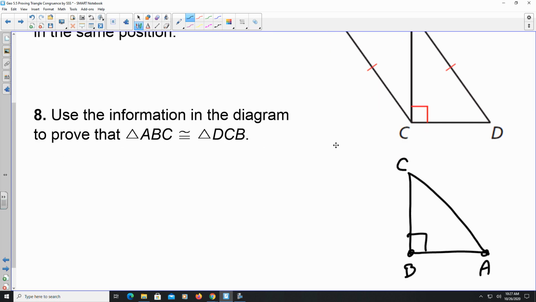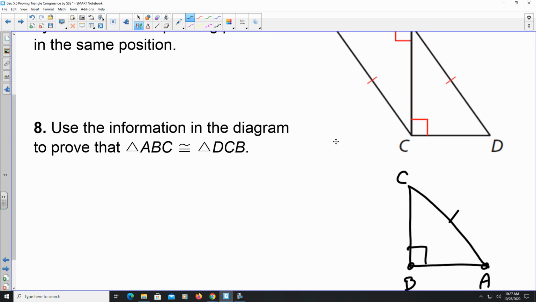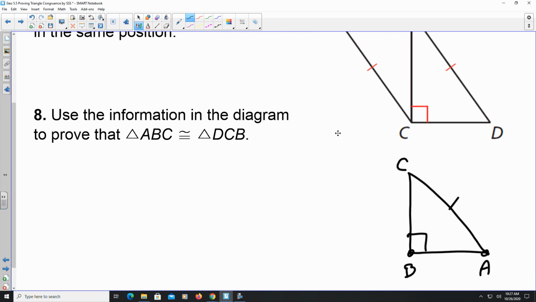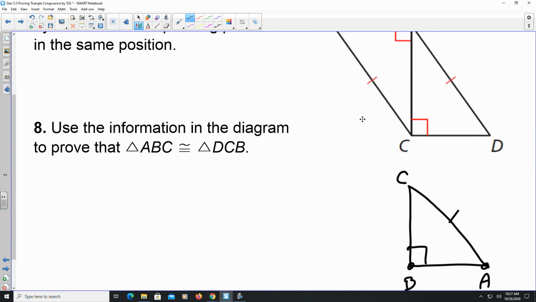And they said that AC and BD were the same, so here we go. I just drew them in the same position. Here's how we can prove that these in fact are congruent triangles.